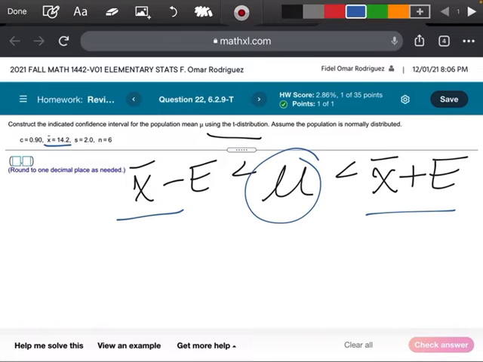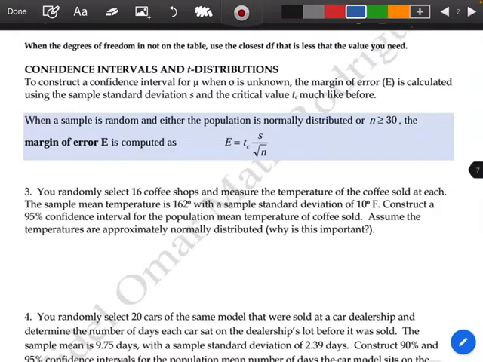So we know that our x bar, or our sample mean, is 14.2. But we're saying that the population mean should be between these two numbers, between that 14.2 minus a little bit and that 14.2 plus a little bit. So let me show you how I'm going to go about doing this problem.